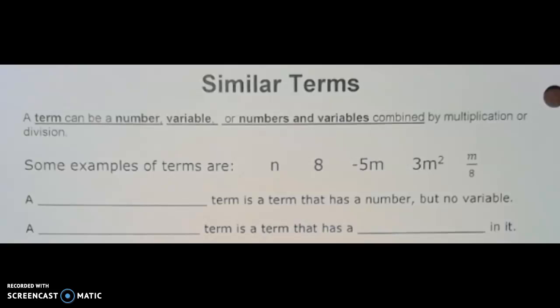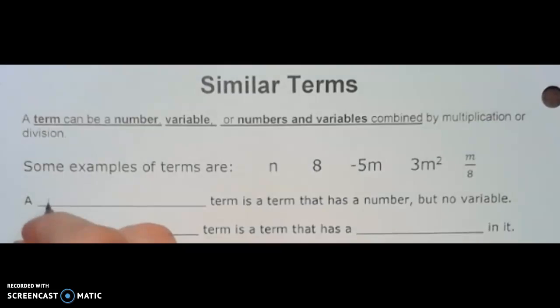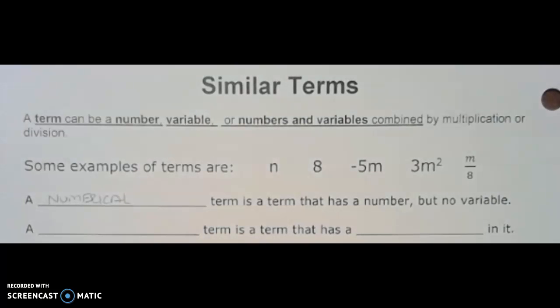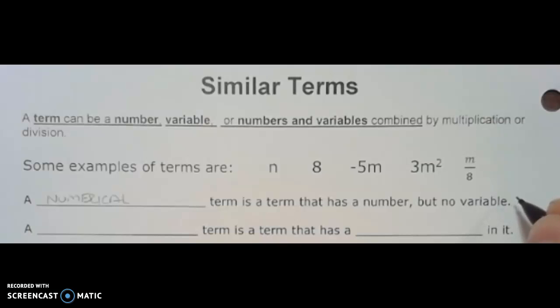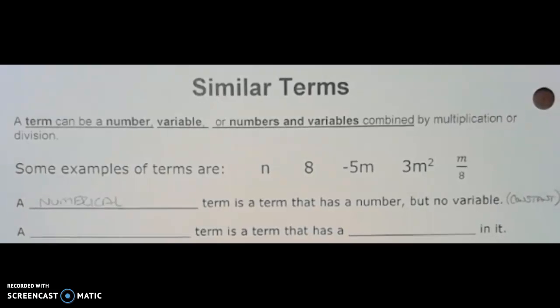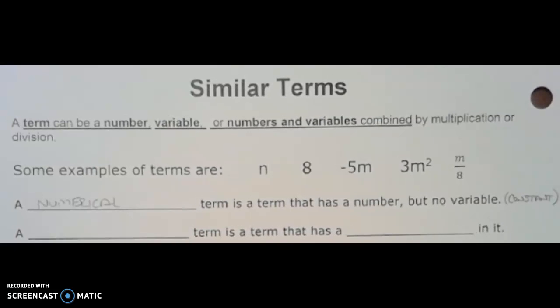Now, there are two different kinds of terms that we are going to be working with. The first is called a numerical term. A numerical term is a term that has a number but no variable. Right here, 8, a number all by itself, is an example of a numerical term. Numerical terms are also called constants. So that's what I'm going to put here in parentheses. This is called a constant. A number that's all by itself is called a numerical term or a constant.